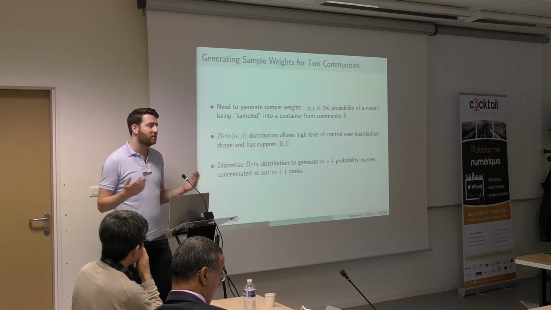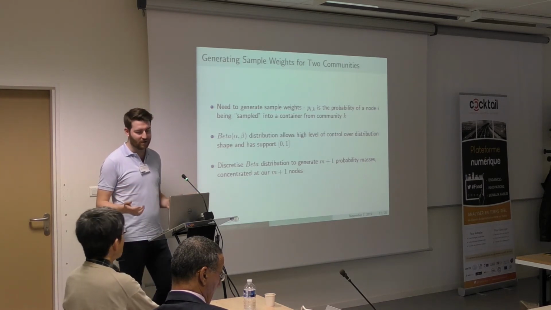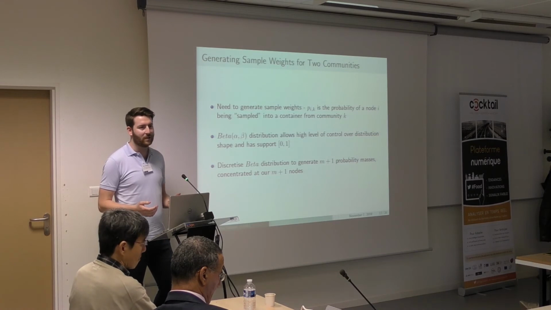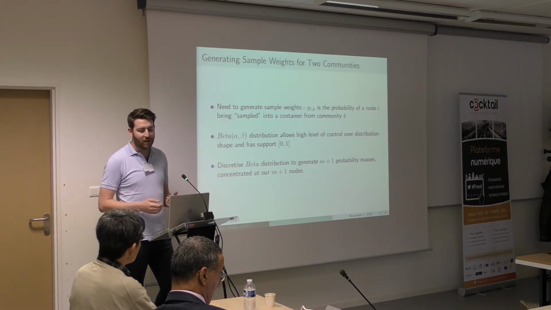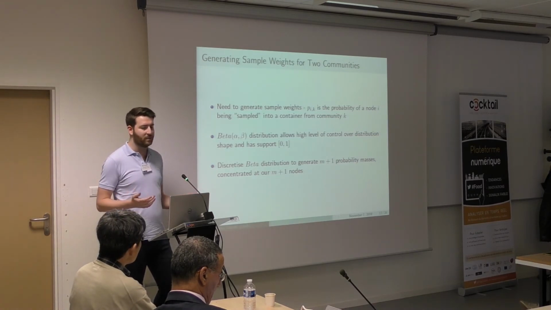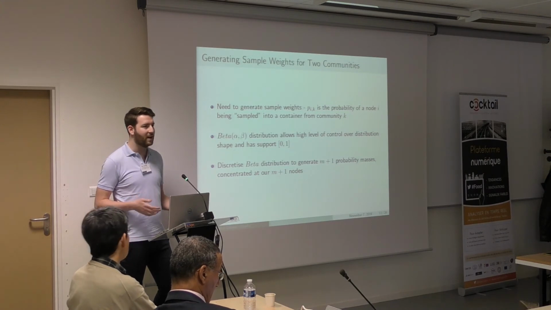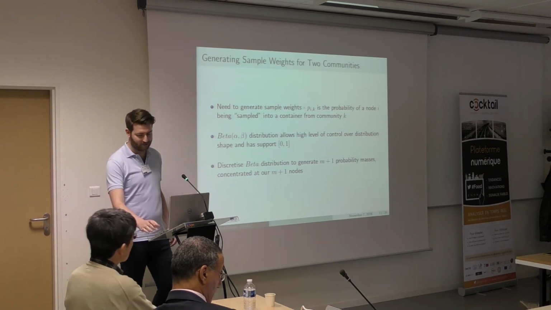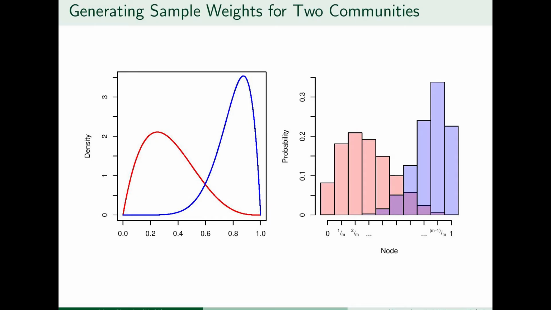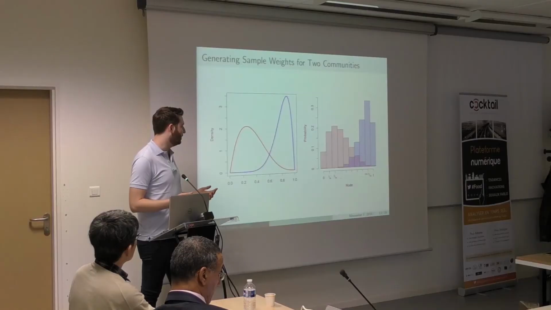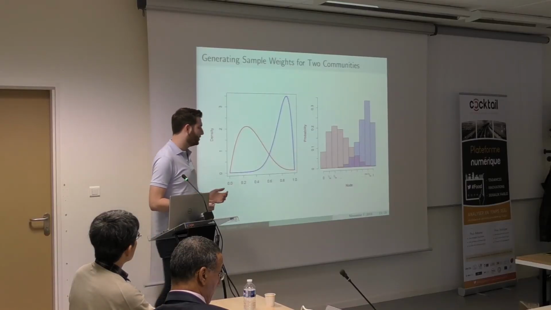But of course, the beta distribution is continuous, so we need to discretize it. Instead of having this continuous distribution, we want to generate m+1 probability masses that are concentrated at our m+1 nodes, that is our hashtags. And so, actually not that hard. We start with a couple of beta distributions, so we might have a red community and a blue community. They're both beta, but you can see they've got different shapes because we've changed them according to the parameters that we feed our beta distribution. But then all we do is slice them up.